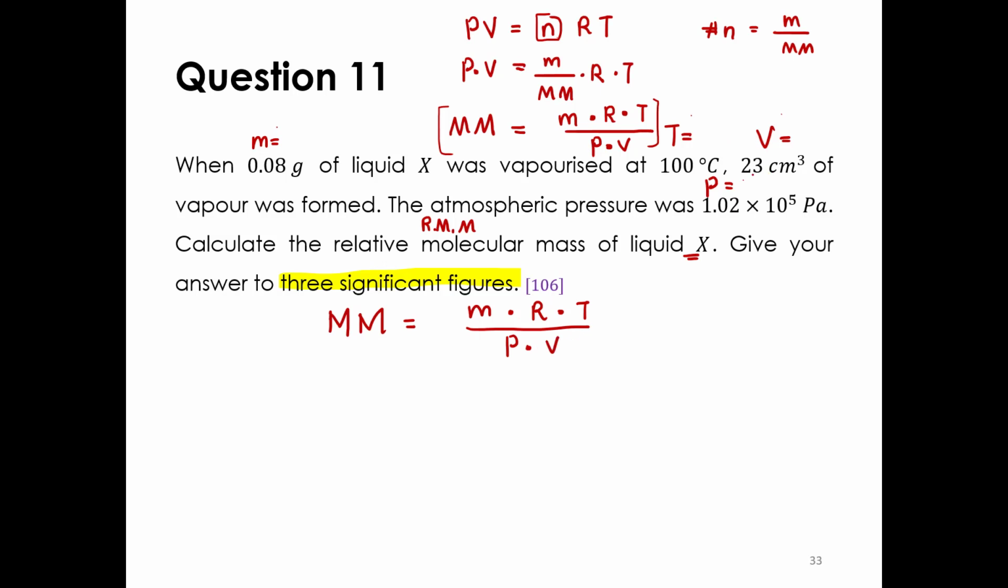I need to make sure that all my values are correct. So I'm going to use 8.314 again, volume in decimeter cube, pressure in kilopascal, temperature in Kelvin. The volume here is in centimeter cube, so to convert to decimeter cube, I divide by 1000. Let me rewrite this. Sorry, not enough space.